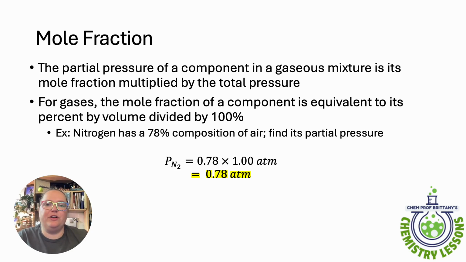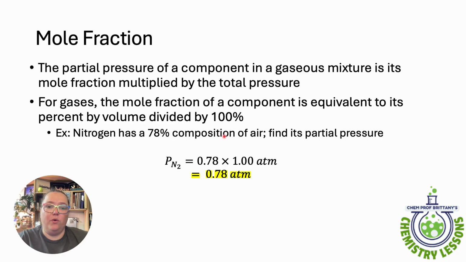The partial pressure of a component in a gaseous mixture is its mole fraction multiplied by the total pressure. So an example of a kind of problem that you're going to see is: nitrogen has a 78% composition of air. Find its partial pressure.